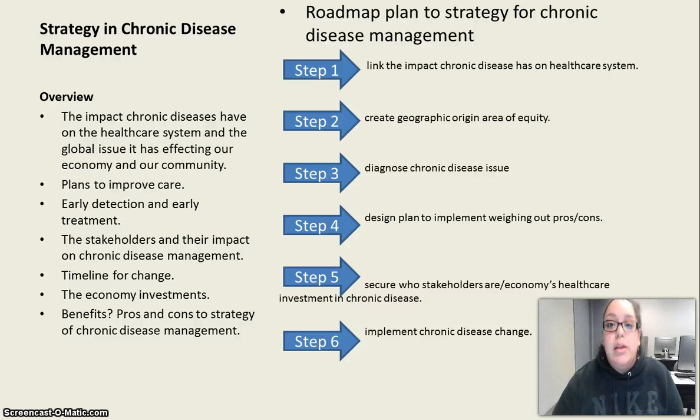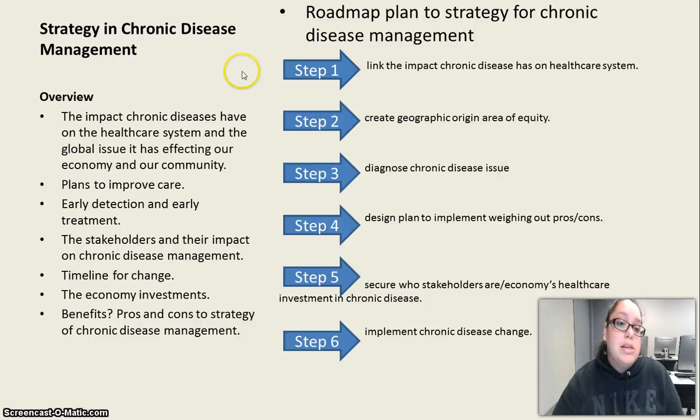The roadmap plan is: Step 1, link the impact of chronic disease on the healthcare system. Step 2 is to create a geographic origin area of equity. Step 3 is diagnose the chronic disease issue. Step 4 is to design a plan to implement, weighing out pros and cons. Step 5, secure who the stakeholders are, the economy's healthcare investment in chronic disease. And Step 6, implement the chronic disease change.